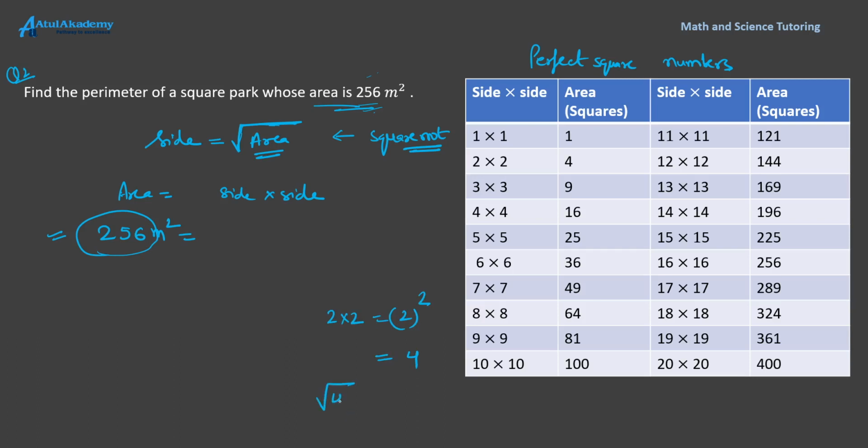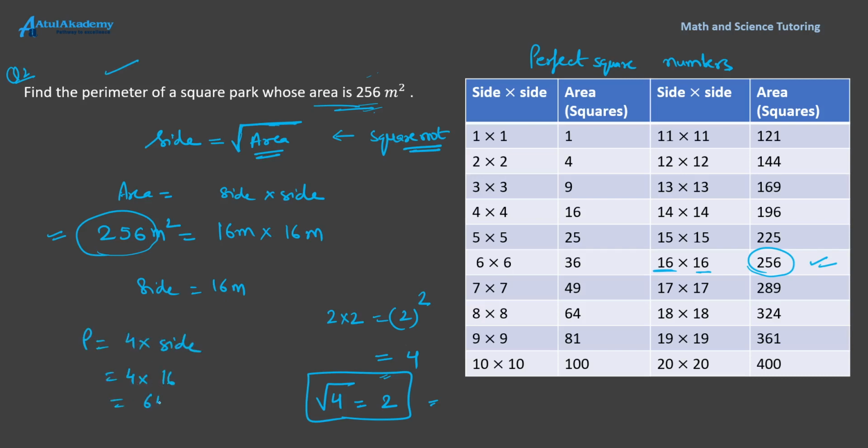And the square root of 4 is the opposite, it becomes 2. I hope this is clear. So here we see, you will learn this thing in your 7th grade. So let's see over here, 256 is here. 256 is a square of 16. So this is basically 16 meter into 16 meter. So your side is 16 meter here. Now side is 16 meter, perimeter is easy to find. 4 into side, which is 4 into 16, 64 meter.